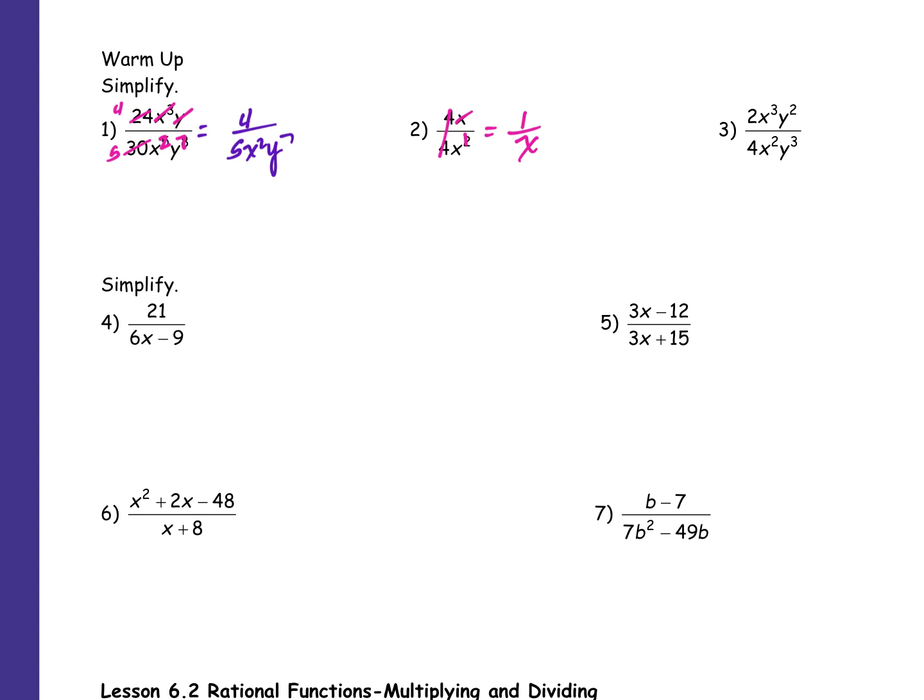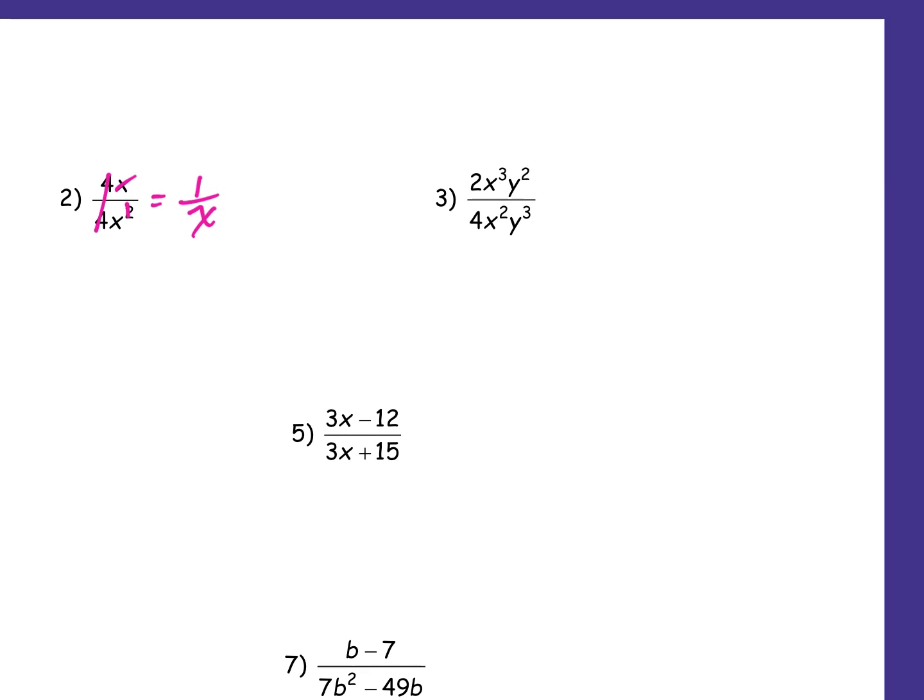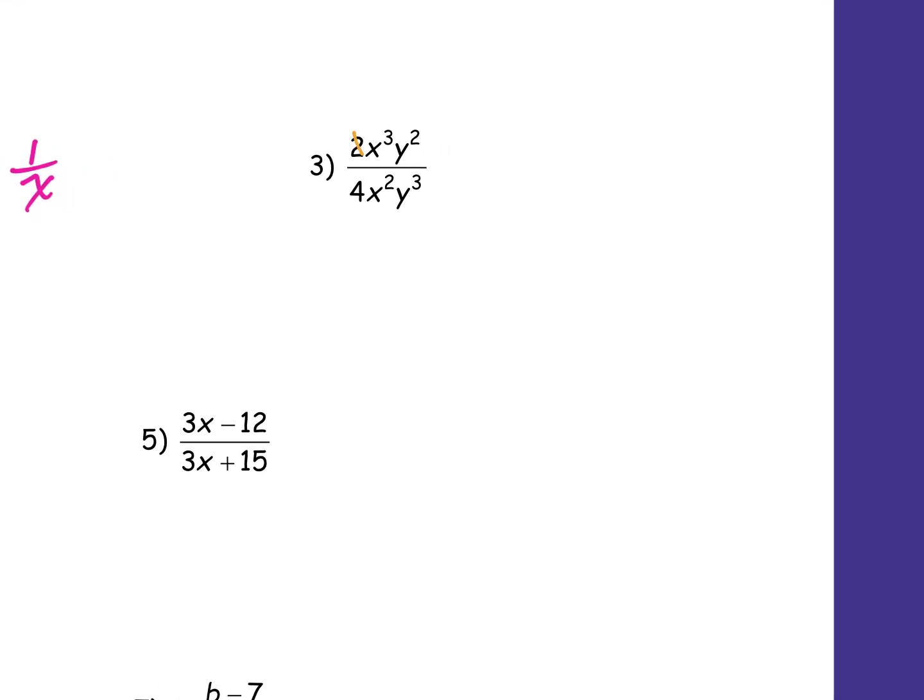And on the third one, the 2's go away, and that becomes 2. And the x's on the bottom go away, and I get 1 on the top. And the y's on the top go away, and I get 1 y left on the bottom. So I get, no, not a 1, sorry. There's an x left on top and a 2y left on bottom.